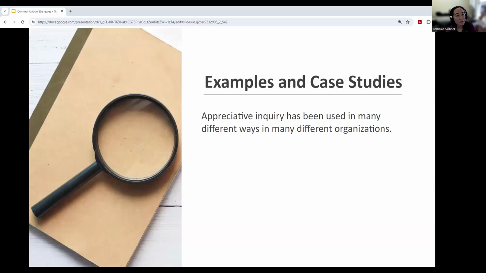Okay, so examples and case studies. Appreciative inquiry has been used in many different ways in many different organizations. Some projects where it has been a key tool include creation of a learning network for organizational psychologists at the California School of Professional Psychology, and process improvement at John Deere that resulted in millions of dollars in savings. Relief efforts for children orphaned by AIDS in Zimbabwe, and integration of mental health services in England.